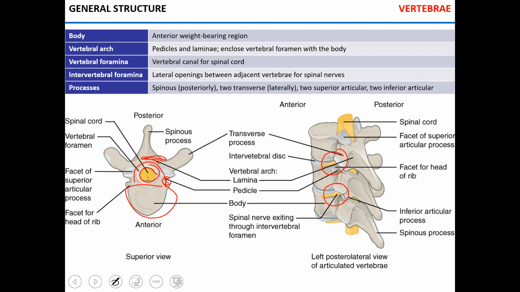Practically each vertebra has processes, the spinous process, the two transverse processes. You can see superior articular process, and kind of you can see inferior articular processes.